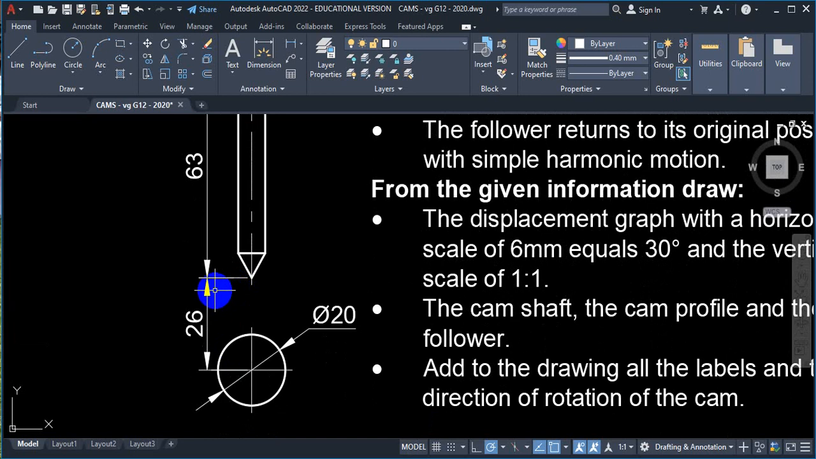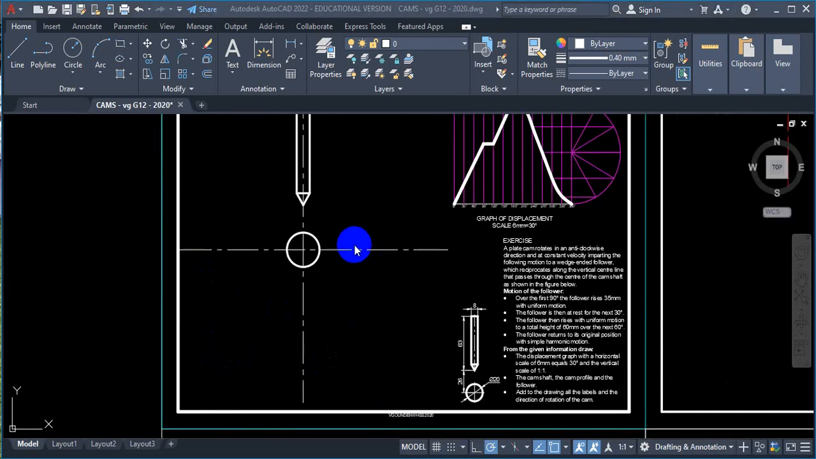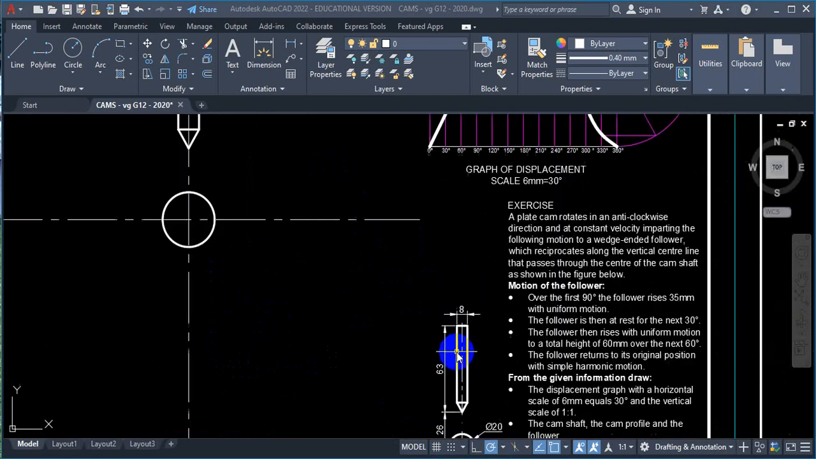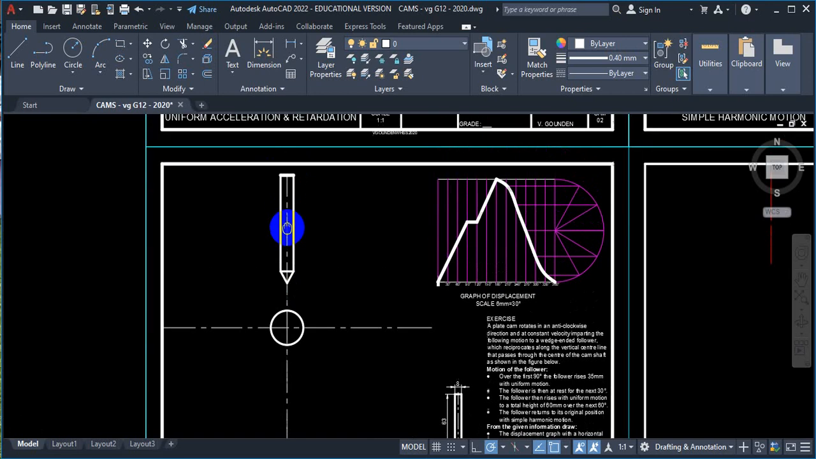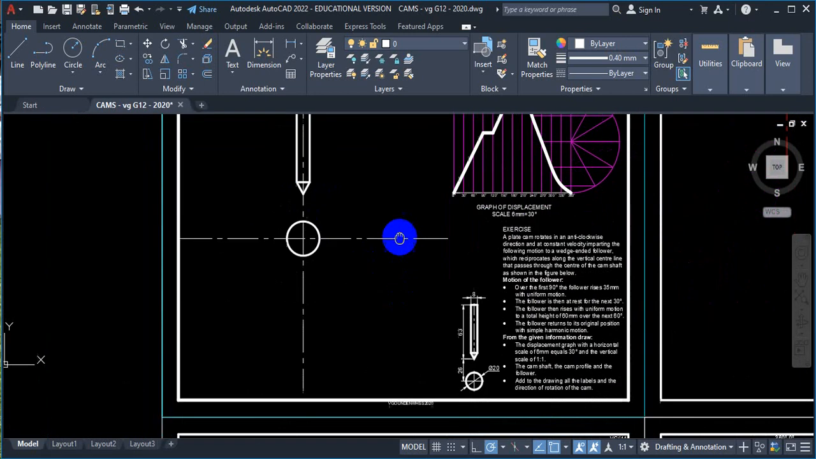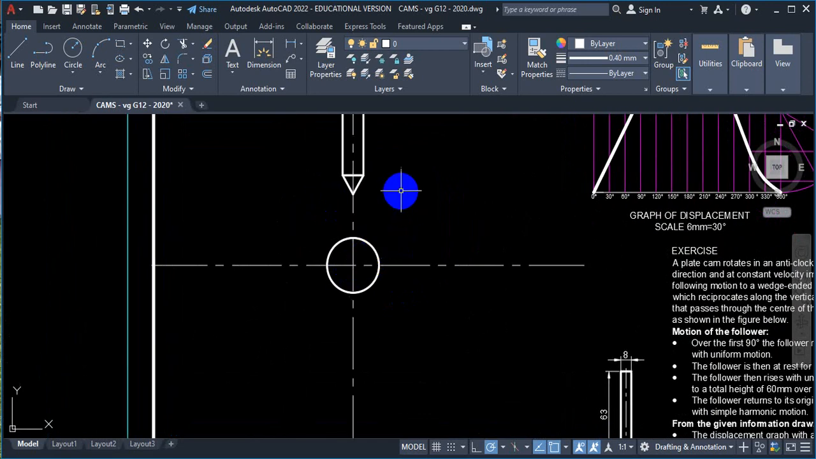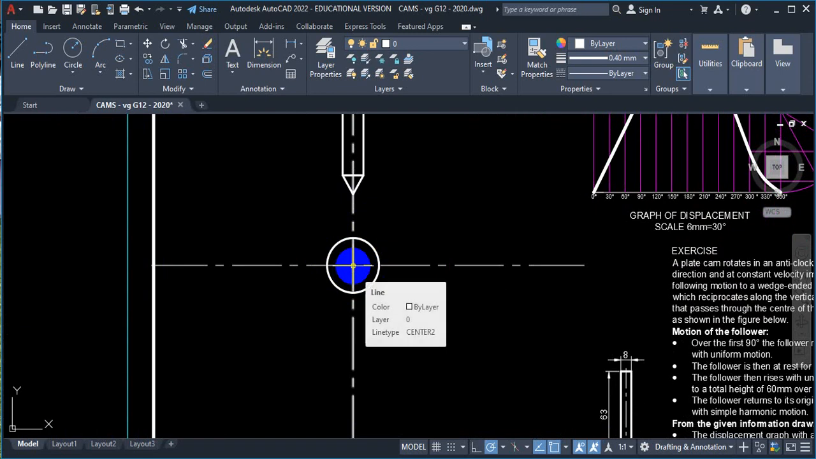And then our minimum distance, we said, is how much? It is 26. And the diameter of the camshaft is 20. So we're going to draw these, right? So now there's my follower using this information given to me. 8, 63. There it is drawn there, right? Then my camshaft. Now the next step is to divide the camshaft into 12 equal parts using a set square of 30 degrees and 60 degrees. So I'm going to divide these. All right.